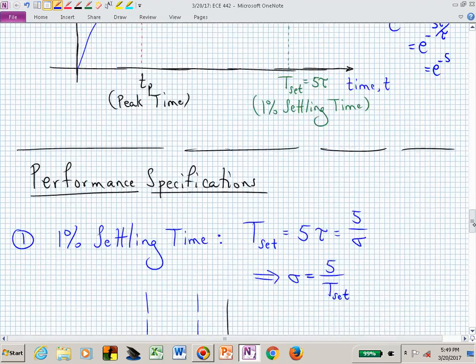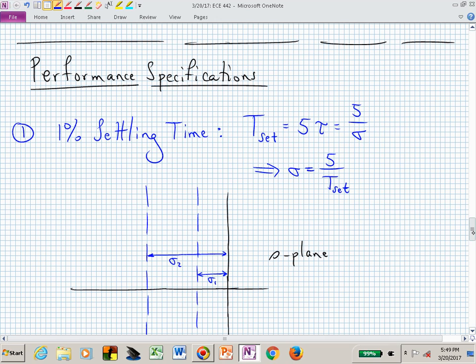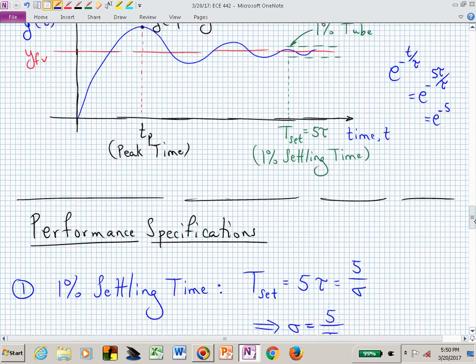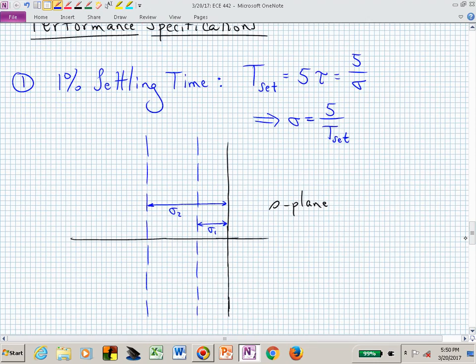And what we want to do now is connect those time domain characteristics or properties, peak time, settling time, and percent overshoot. You can see that depending on the relationship between the maximum value of the output and the final value, that will give us a percent overshoot behavior. We want to now relate those to locations in the complex S-plane.